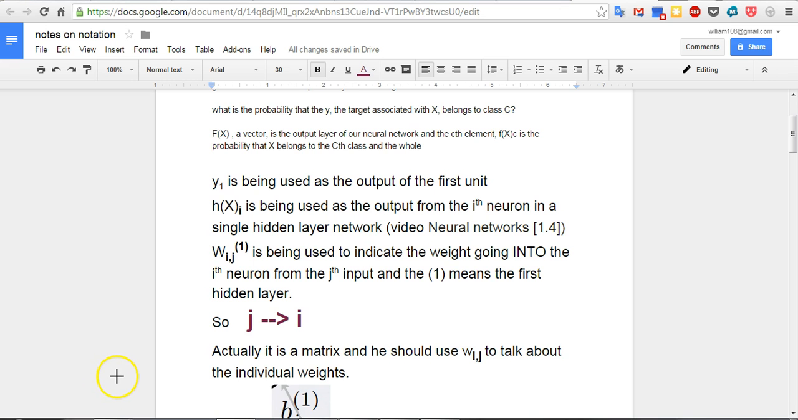Now, we're going to need this in a second, so just to remind you of the notation Wij. So Wij is being used to indicate the weight going into the ith neuron from the jth input. So we're going from j to i. Okay, so try to remember that we're going from j to i, not i to j.